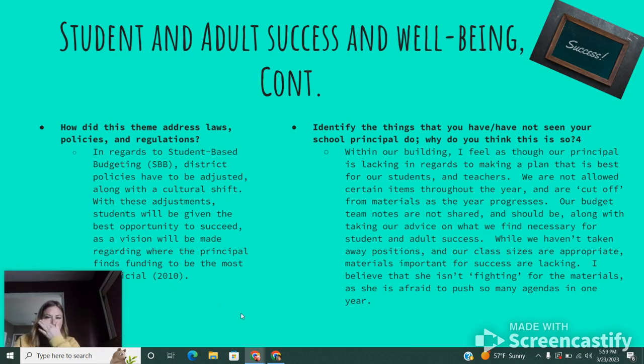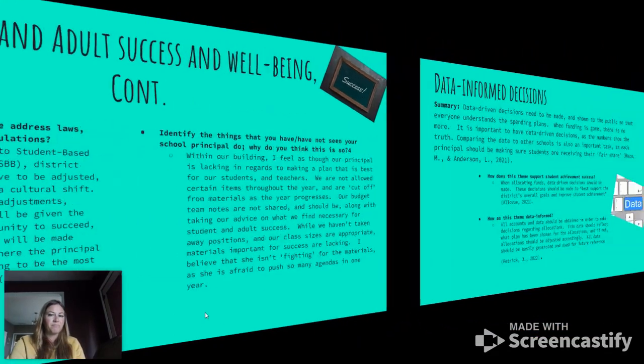Identify the things that you have or have not seen your school principal do. Why do you think this is so? Within our building, I feel as though our principal is lacking in regards to making a plan that is best for our students and teachers. We are not allowed certain items throughout the year, and we are cut off from materials as the year progresses. Our budget team notes are not shared and should be, along with taking our advice on what we find necessary for student and adult success. While we haven't taken away positions and our class sizes are appropriate, materials important for success are lacking. I believe that she isn't fighting for the materials as she is afraid to push so many agendas in one year.